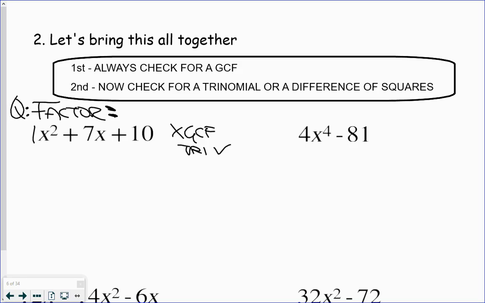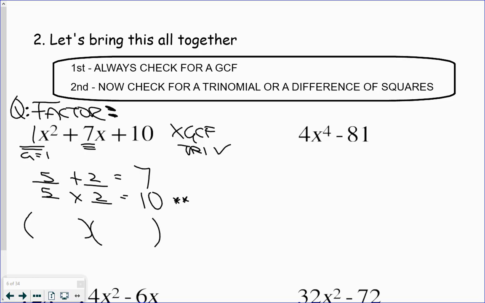So a equals 1. So we're going to do our magic square. They have to add to give the middle. They multiply to give the end. So focus on the multiplying. What two numbers, when you multiply them, you get 10, but if you were to add them, you'd get 7? 5 and 2, yeah. So go straight to your brackets. So x squared is x times x. And then you just plunk in the plus 5, and you plunk in the plus 2, and you've just earned 2 marks.